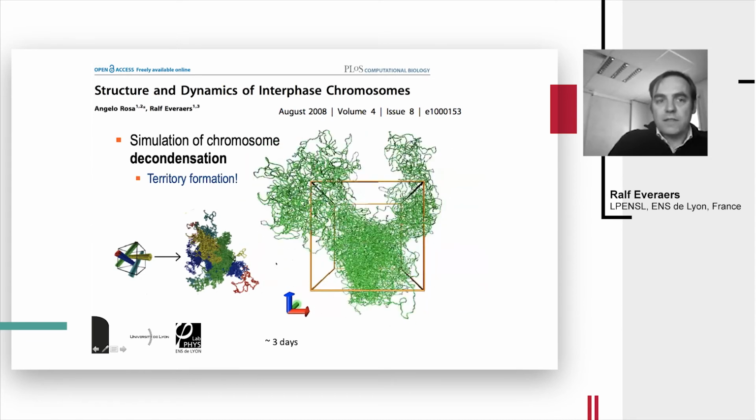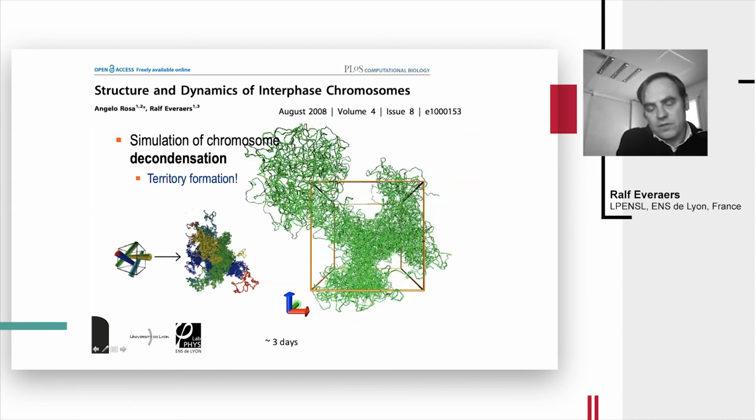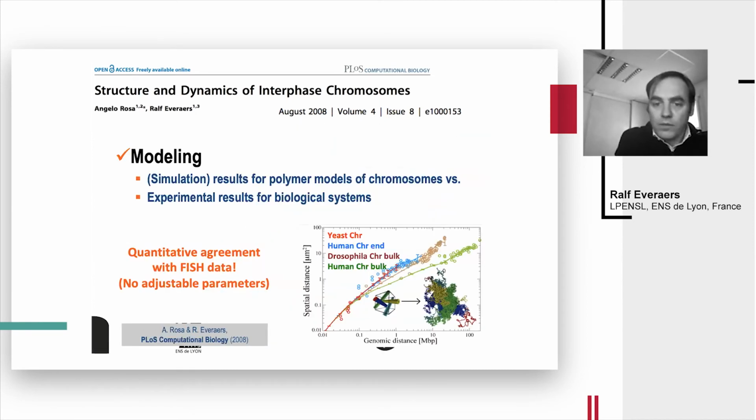So that's nice, but what made it even nicer is that we could make a quantitative comparison of spatial distances observed in FISH as a function of genomic distances. And there is a pretty good agreement, without an adjustable parameter, between what comes out of this model and what is observed experimentally. So that to me gives me sort of license to study these systems using very simple models.